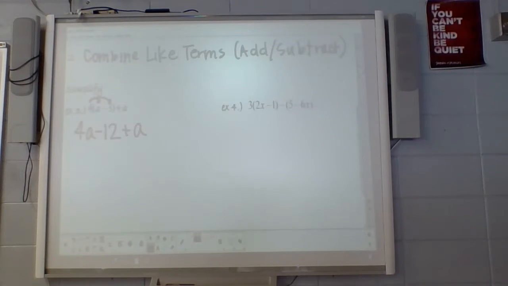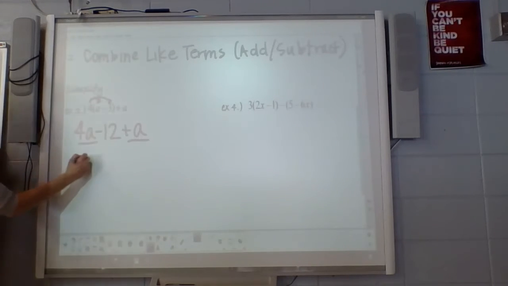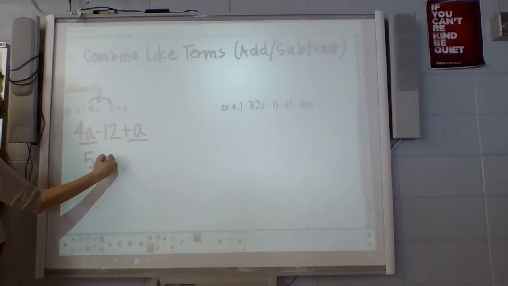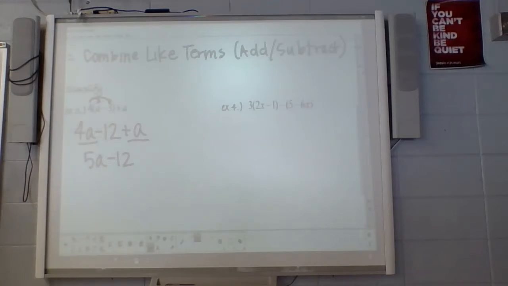Now our next step is to combine like terms, and that's what we were just doing on our board. So what goes together here? 4A and then the positive 1A. Don't forget there's really a 1 there. So 4A and 1A is what? 5A. And then we'll bring down this minus 12. And those aren't like terms, so we just stop right there.